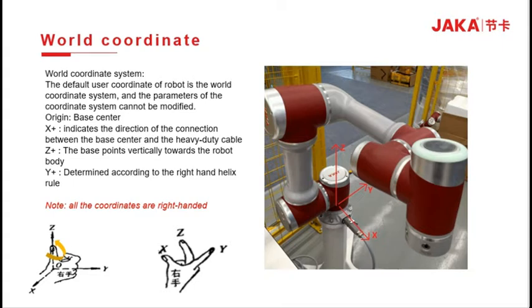And the positive direction of the y-axis of the world coordinate system is determined according to the right-hand rule. The coordinate systems of JAKA are right-hand coordinate systems. Use your right hand and make sure that your thumb points in the direction of our x, your middle finger points in the direction of our z, and your index finger points in the direction of our world y-axis.